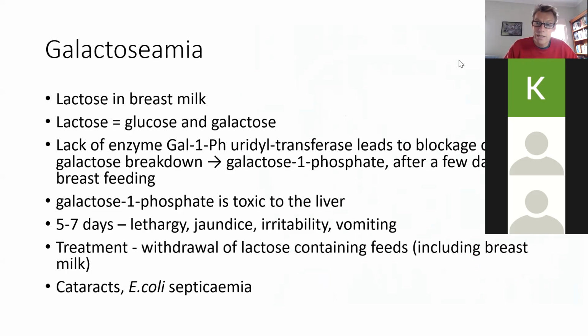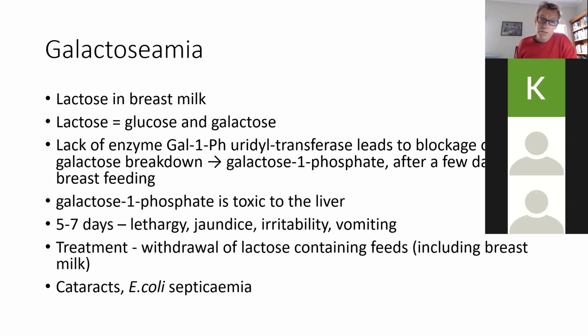I won't talk about galactosemia because it's relatively rare, except to say that there are some inborn errors of metabolism that can cause liver dysfunction. And so if we see babies that are jaundiced in the first few days of life and they seem very sick, then sometimes it's because of metabolic disease or inborn errors of metabolism.